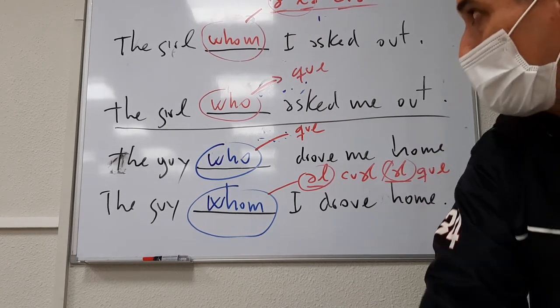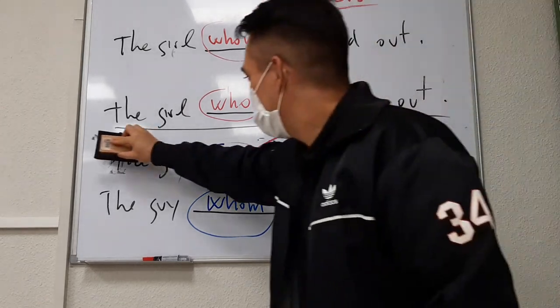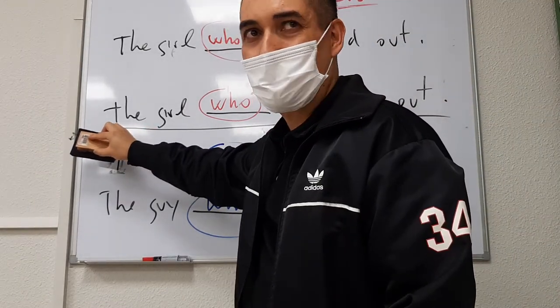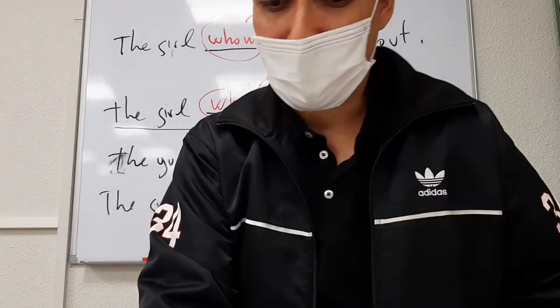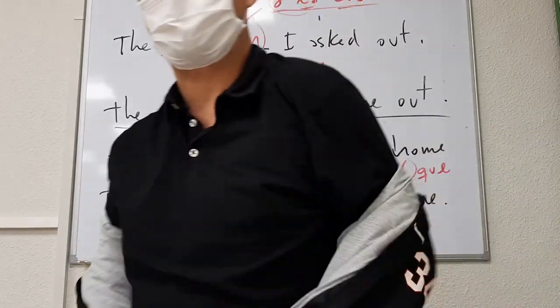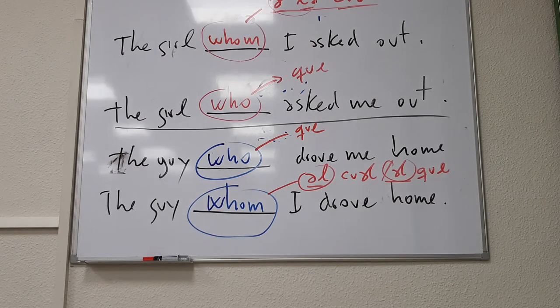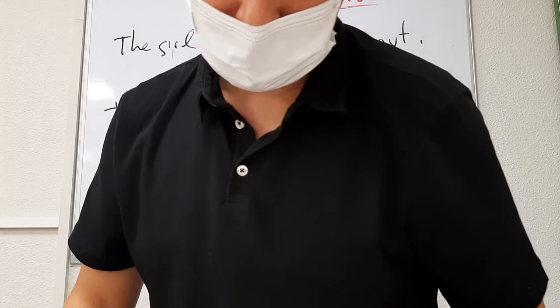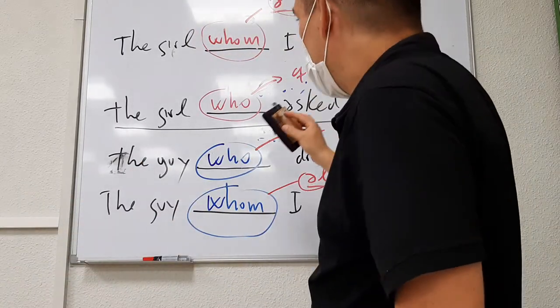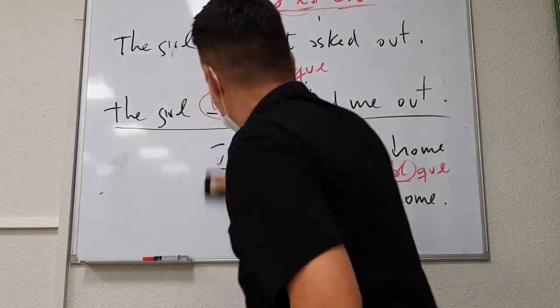Okay. I will complicate it more. Should I? Do you want some complications? I get hot, you know, if I need to explain. Okay, it's the thing they said about the object, okay? I have it right here. I asked her out. I drove him home. It's the object, okay?